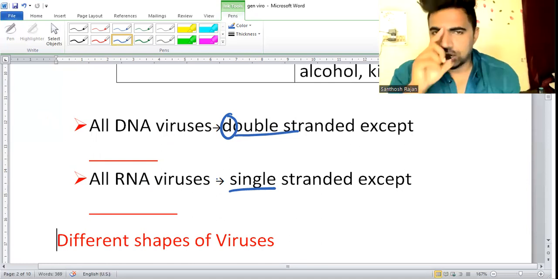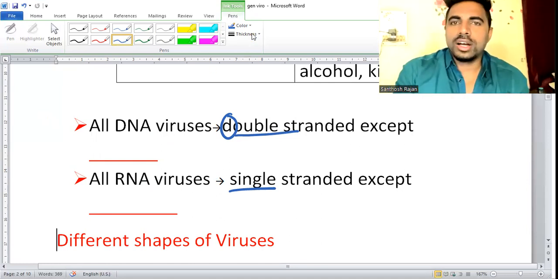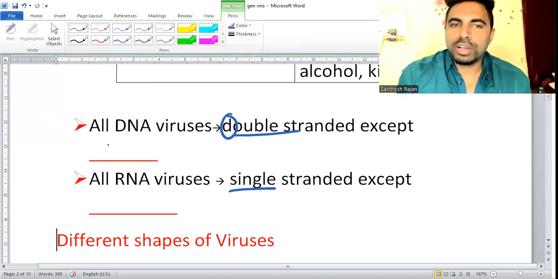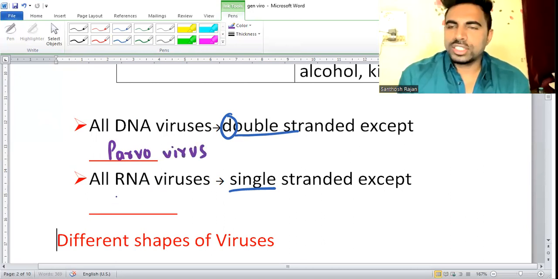All DNA viruses are double stranded, so which is that one DNA virus that is single stranded? If you guys are saying parvo, then you're right. Parvovirus. Okay. And all RNA viruses are single stranded, and the exception is the reovirus.